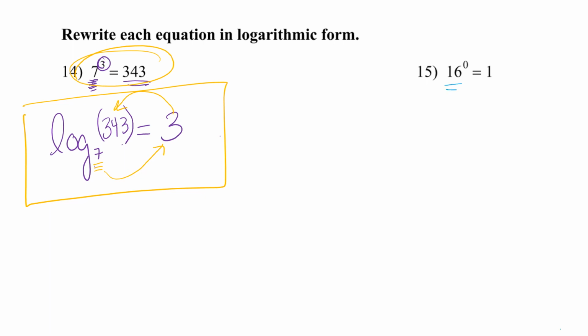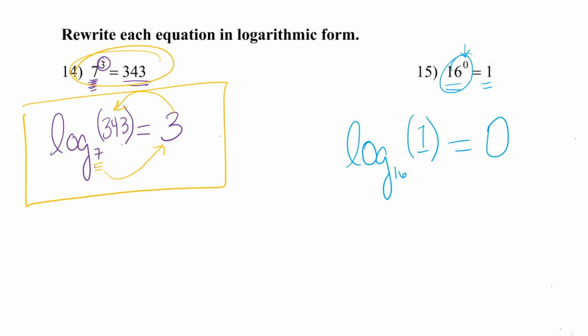Let's try number 15. We've got 16 raised to the 0 equals 1. So what's the base of the log going to be? If you were thinking 16, you are correct, because that's the thing being raised to a power. So log base 16, and then the exponent is always the answer. So it equals 0, and the thing that this is equal to is what's inside the log. So it's log base 16 of 1 equals 0.